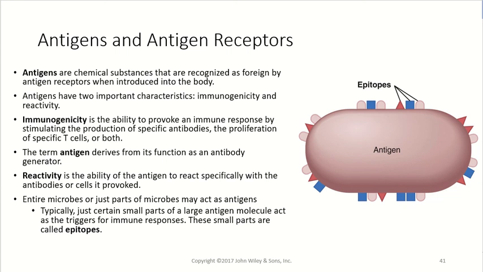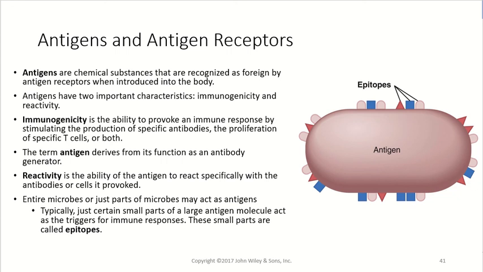Immunogenicity is the ability to provoke an immune response by stimulating the production of specific antibodies, as well as the proliferation of specific T cells. The term antigen derives from its function as an antibody generator. Reactivity is the ability of the antigen to react specifically to the antibodies or cells that it provoked.